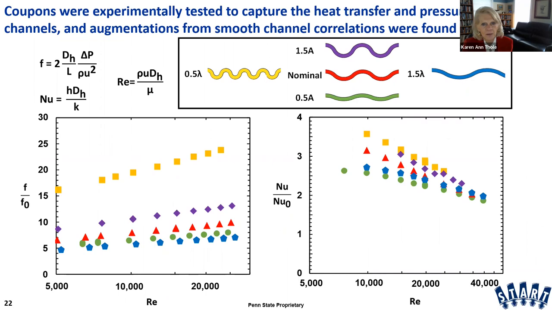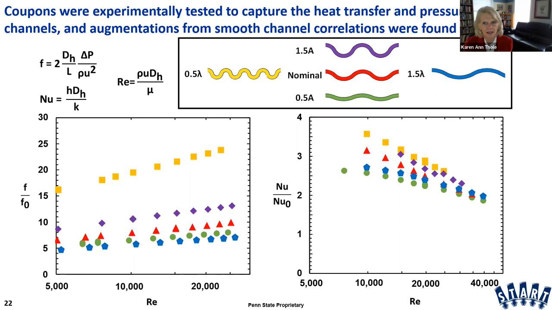And really what this showed is that there is a pretty dramatic effect when you change the wavelength in particular, at least over the range that we looked at. You can see the half wavelength relative to the nominal gave pretty high friction factor augmentations. And on the right, you can also see it gave pretty high heat transfer augmentations. Some of the other ones, so the wavelength seemed to have a bigger impact rather than the amplitude, as we have studied what our ranges are.